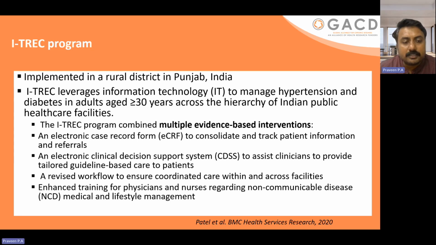which used multiple evidence-based interventions for the management of hypertension and diabetes among adults across the hierarchy of Indian public health care facilities. The intervention components were an electronic case record form to consolidate and track patient information and referrals, an electronic clinical decision support to assist clinicians to provide guidelines-based care, a revised workflow to ensure coordinated care across the healthcare facilities, and a training program for physicians and nurse care coordinators on evidence-based hypertension and diabetes management.